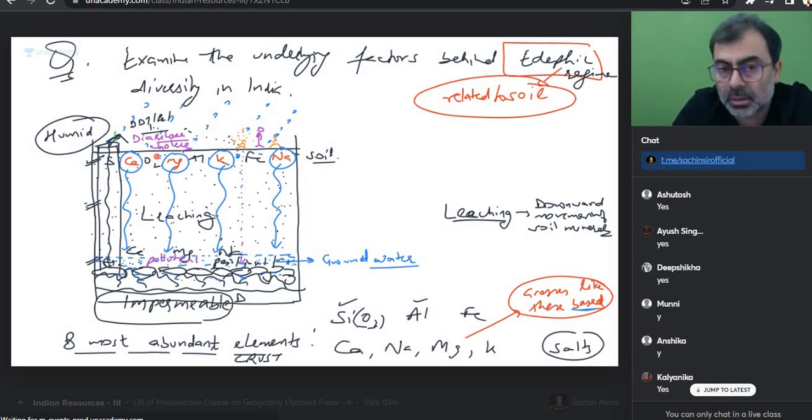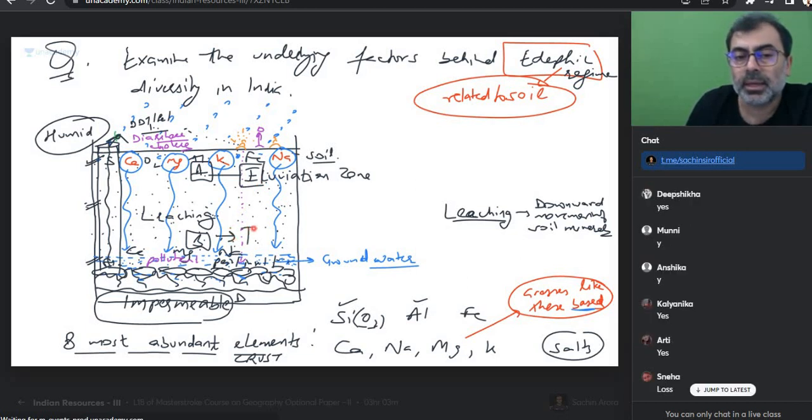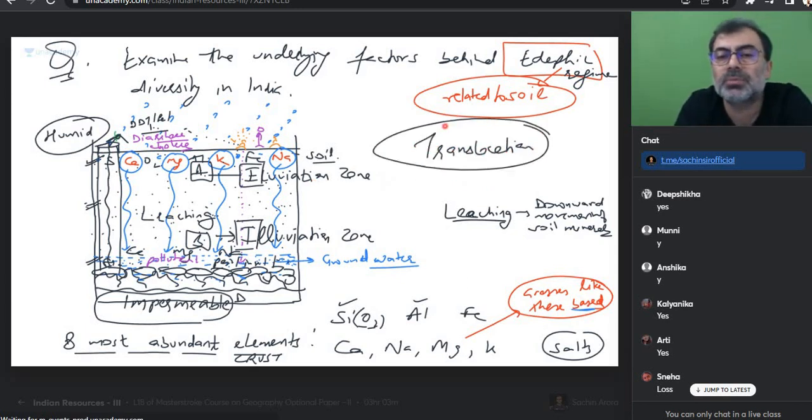Is everyone okay? Which layer is losing material? A. Which layer is gaining material? B. Here what is happening? Eluviation zone. E for exit. And here what is happening? Illuviation zone. I for inside, in B. And this movement is called translocation. So in the soil, translocation keeps on happening.